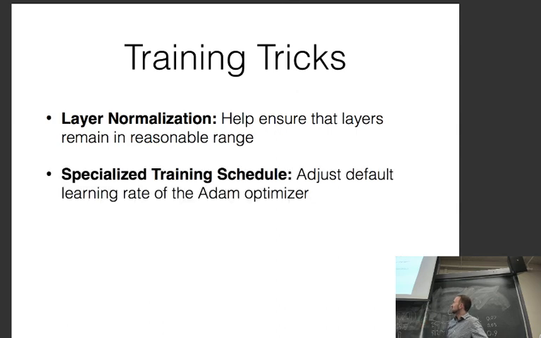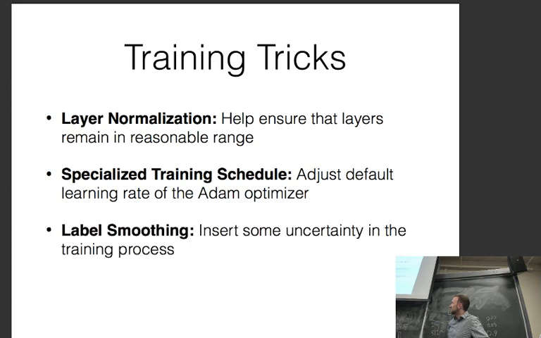It has a specialized training schedule, which adjusts the default learning rate of the Adam optimizer to do some crazy things like doing a slow start and gradually ramping up the learning rate and then dropping it off. It has something called label smoothing, which inserts some uncertainty in the training process. And it also has masking for efficient training.